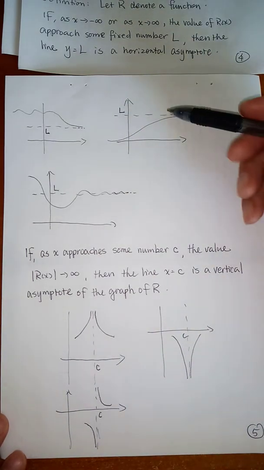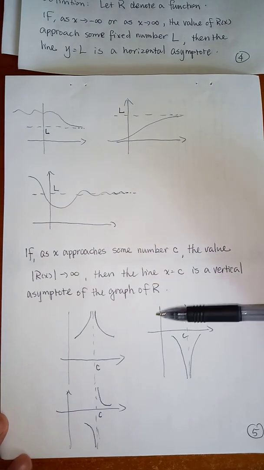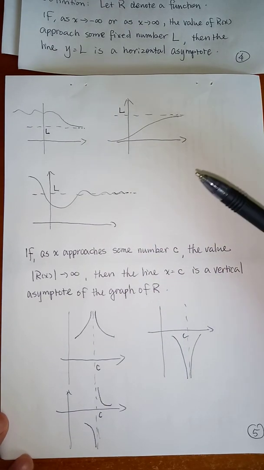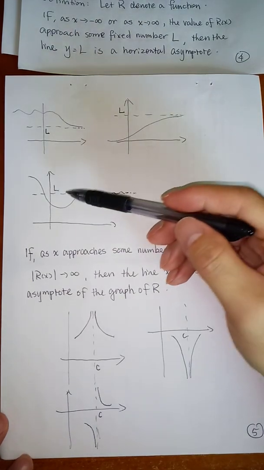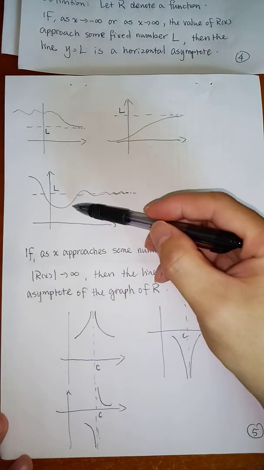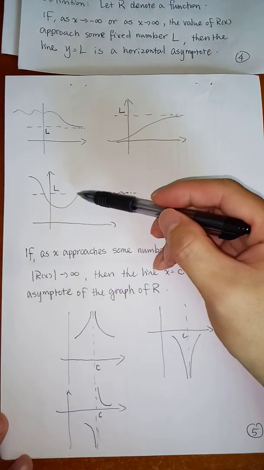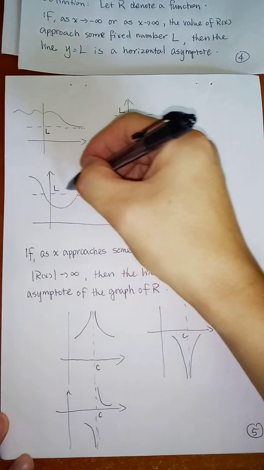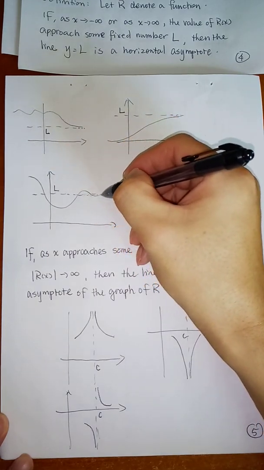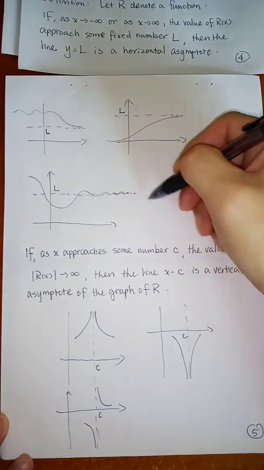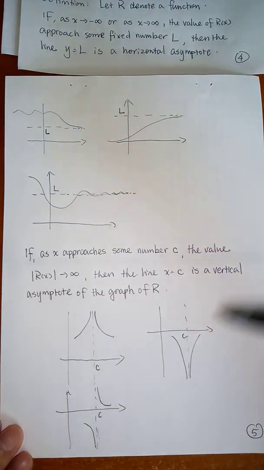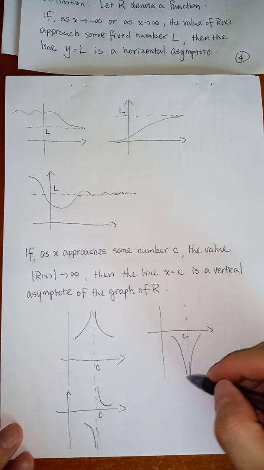And there's a small difference between the vertical asymptote and the horizontal asymptote. You see here, for the horizontal asymptote, we have the case 3. The case 3, this is a horizontal asymptote. The graph intersects the horizontal asymptote infinitely many times. You can have intersection.